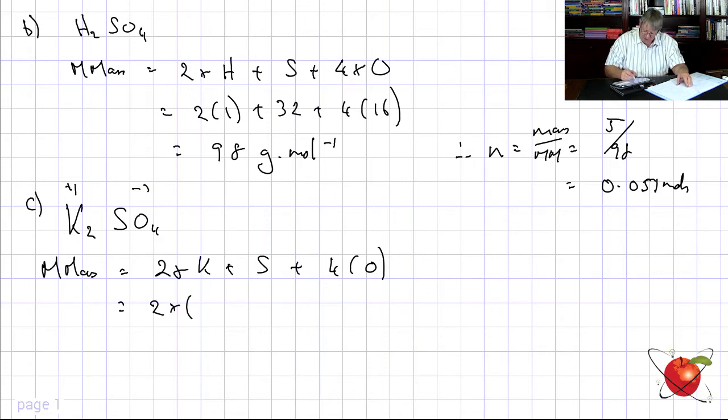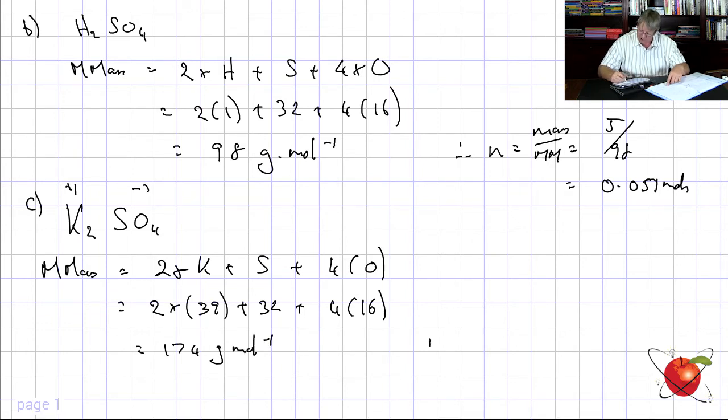So that's going to be 2 times potassium, 39, plus sulfur, 32, plus 4 times 16. And we end up with 174 grams per mole. And they want to know the number of moles given 10 grams, which is going to be 0.0575.